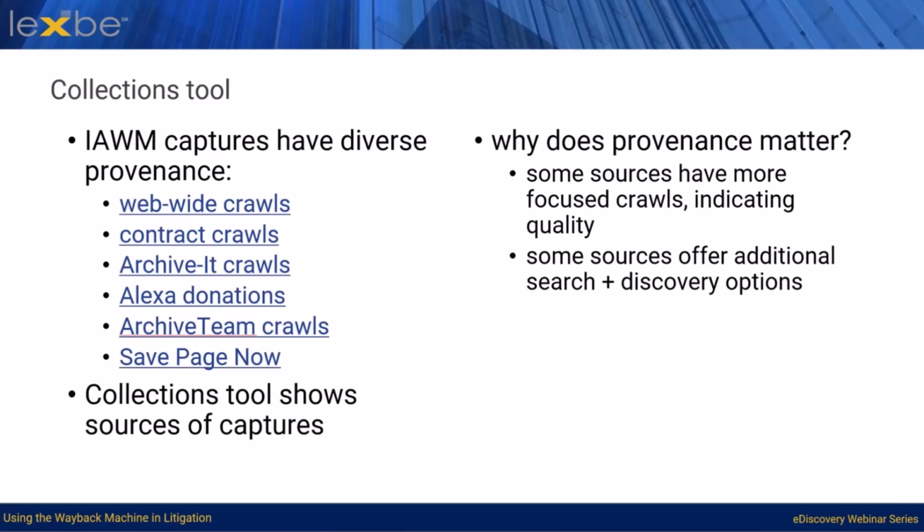The Wayback Machine has a feature called the Collections tool, which shows the diverse provenance of the archive web content that it makes available. While I previously discussed the Internet Archive's web-wide archival crawling, there are in fact many different sources for the web content in the Wayback Machine. These include contract web archiving carried out on behalf of national libraries, web content collections curated by hundreds of partner institutions, donations of content from search engine partners, crowdsourced crawls from an affiliated activist archivist community, and atomized web resources archived on demand by individual users.